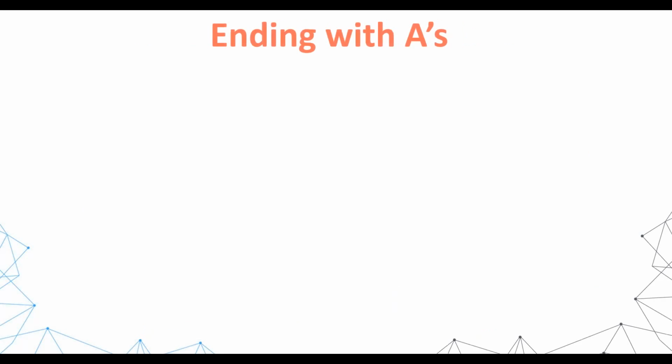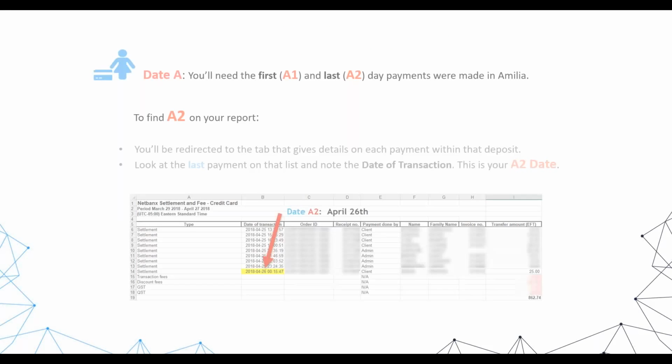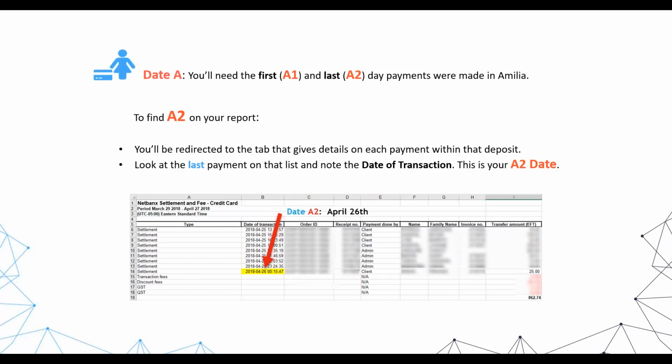After we click on the first deposit that took place on our B1 date, it will show you a list of all of the payments that occurred in Amilia that are included in that EFT deposit. We will take our first transaction, and this will be our A1 date, which in this case is March 27th. We will then return to our settlement summary tab and do the same with our B2 deposit and locate the last payment included in this batch to find our A2 date, which in this case is April 26th. Now that we have our A1 and A2 dates, which are March 27th and April 26th, these are the dates we will use to pull our payment reports in Amilia.